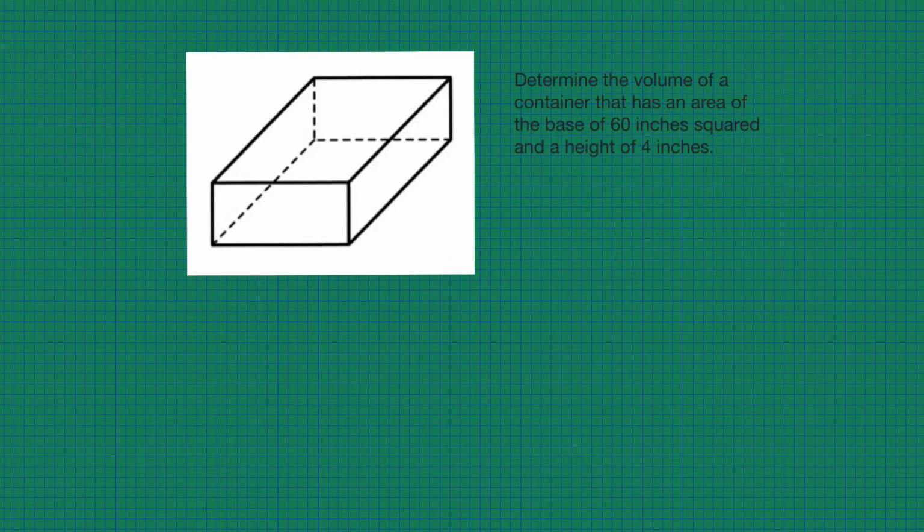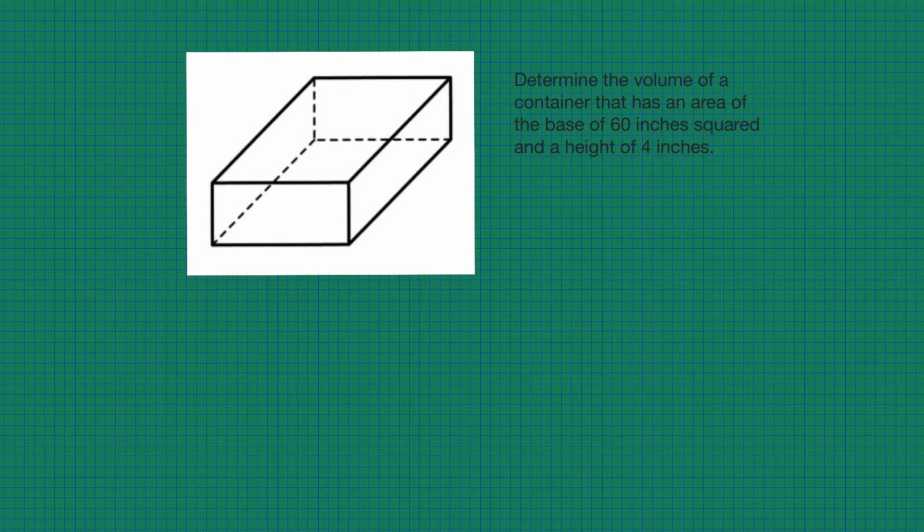On our second example, again, we have another rectangular figure. We can see here that nothing's been designated for us yet. So let's read the question, and then we can go from there. All right. So it says determine the volume of a container that has an area of the base of 60 inches squared and a height of 4 inches.